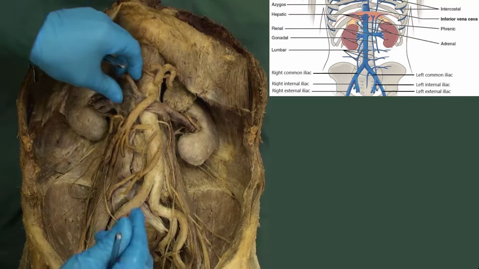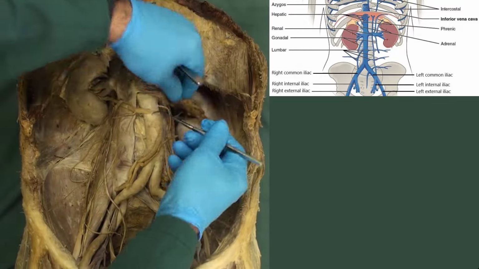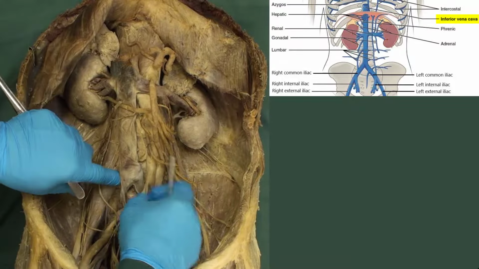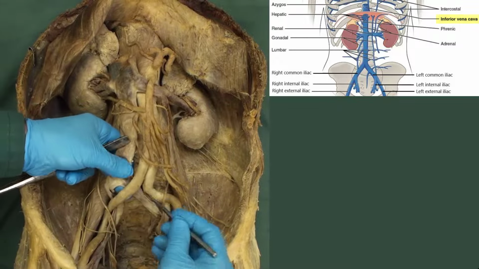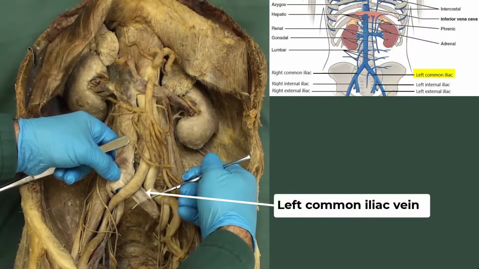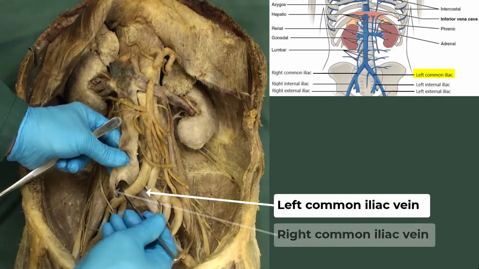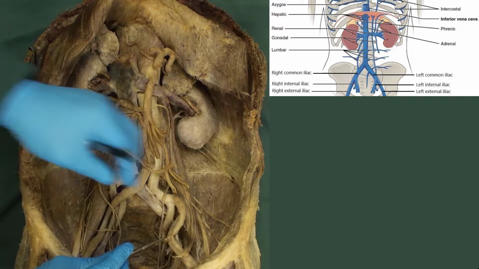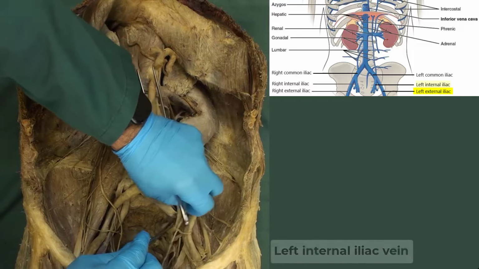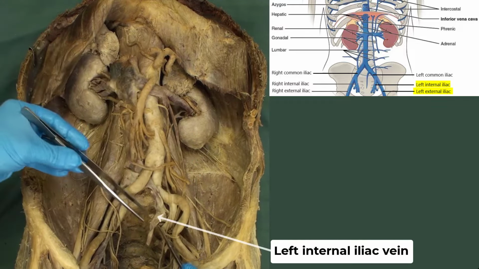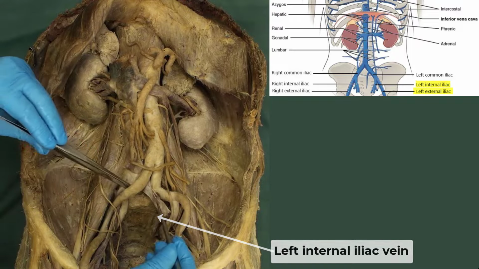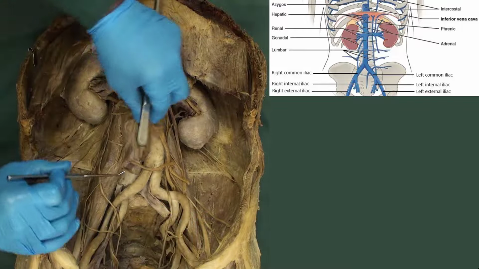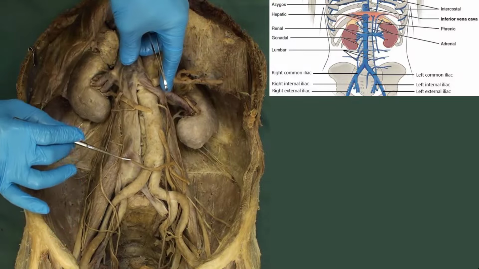Now, in regards to the veins, the big vein here is the inferior vena cava, or IVC. The IVC is formed by the union of the left common iliac vein and the right common iliac vein, and each common iliac vein is formed by the union of the external iliac vein, which is this one, and the internal iliac vein right there, this one.